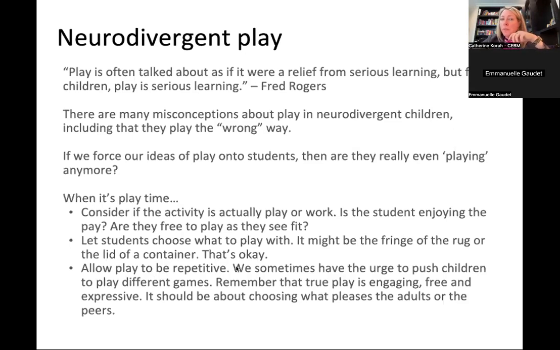Allow for play also to be repetitive. We sometimes have the urge to push children to play at different games or to finish their play quickly because it feels as if it is repetitive. Remember that true play needs to be engaging, needs to be free and needs to be expressive. And so it's not about pleasing the adults or trying to fit in. It is about whatever it is for the student that allows for that enjoyment and that expression.